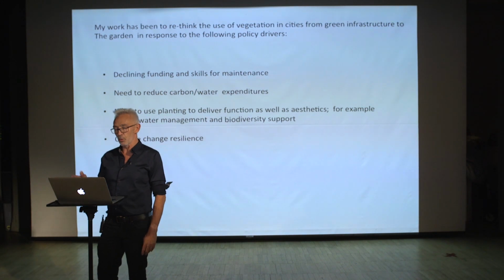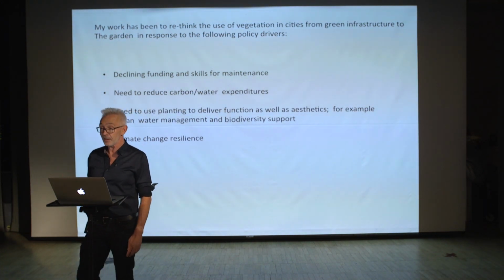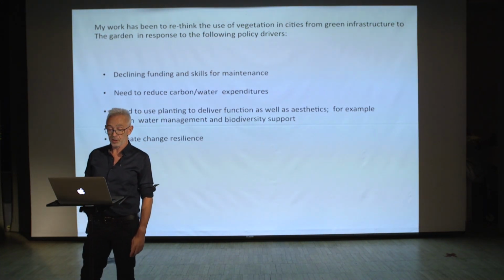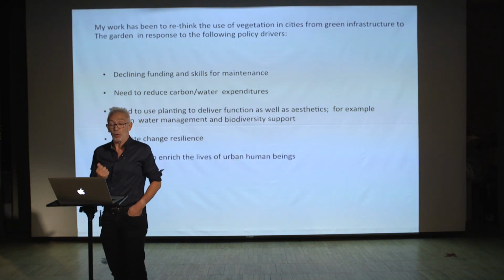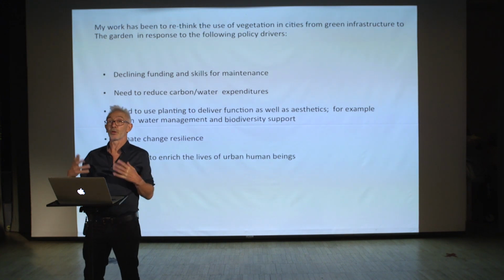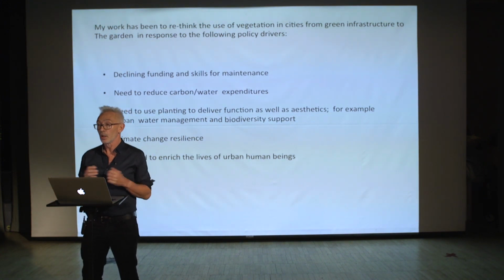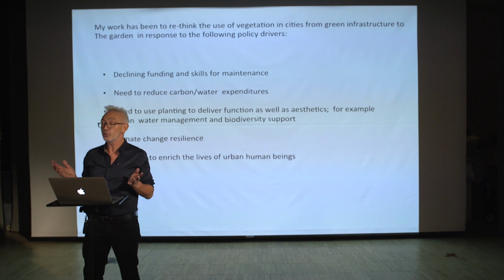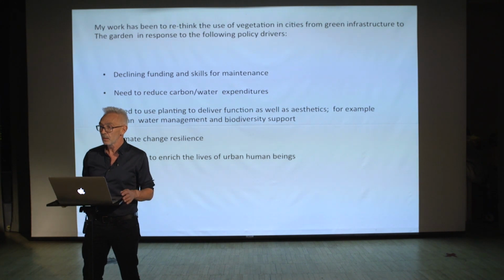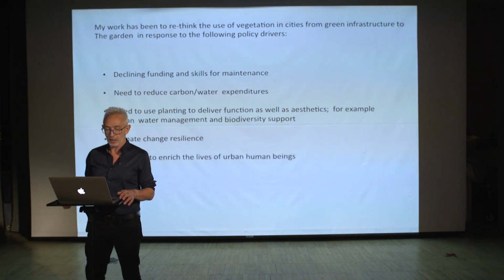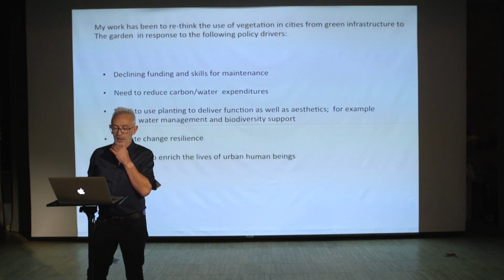Climate change resilience: a lot of the work I do is looking forward to the next 50 years. We've got to start thinking on those timescales. But critically, I need and I want to enrich the lives of urban human beings. I want to try and create moments which are really special, which are meaningful. You might call those the dopamine moments, when the dopamine leaks into your brain and you have this moment of exhilaration and meaning. Too much planting in urban landscapes is just about filling space and not about creating and manufacturing experience. So that's important for me.